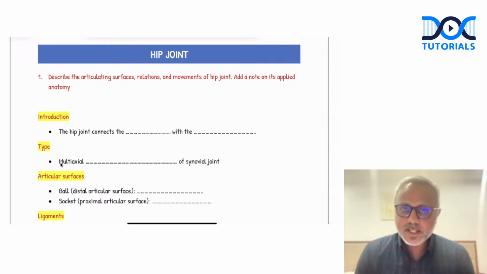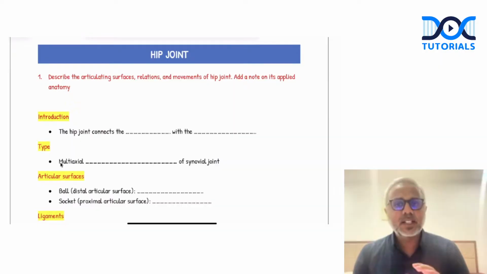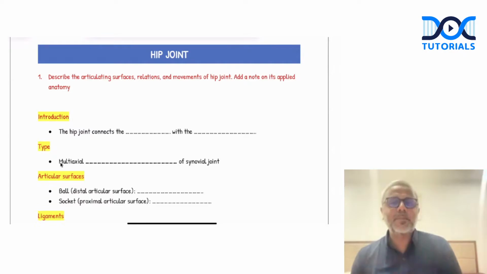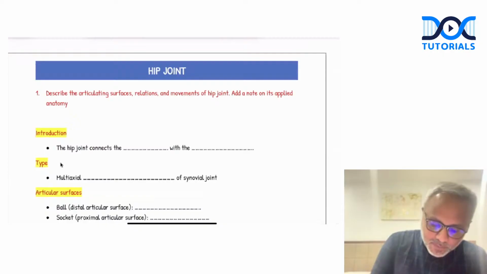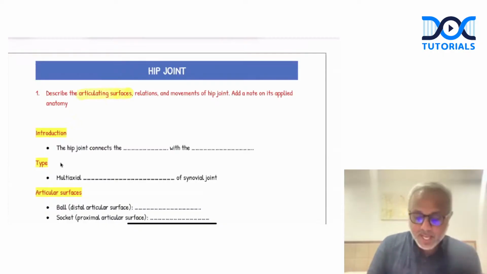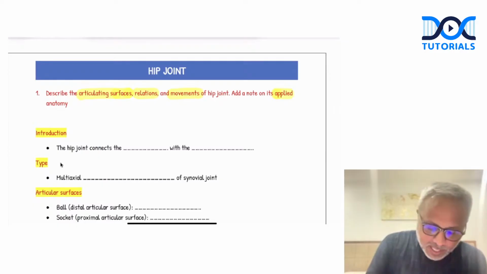So we'll start with one of the most frequently asked questions in the lower limb topic, that is the hip joint. You take any university across the country, hip joint is one important long essay from the lower limb section. Usually the question will be framed like this: describe the articulating surface of the hip joint, then its relations, movements, and the muscles responsible for it, and probably end it with applied anatomy.